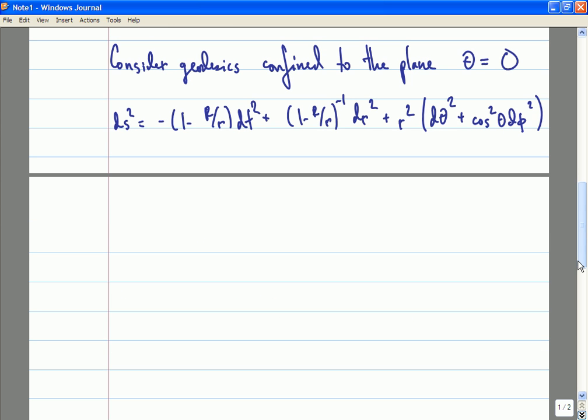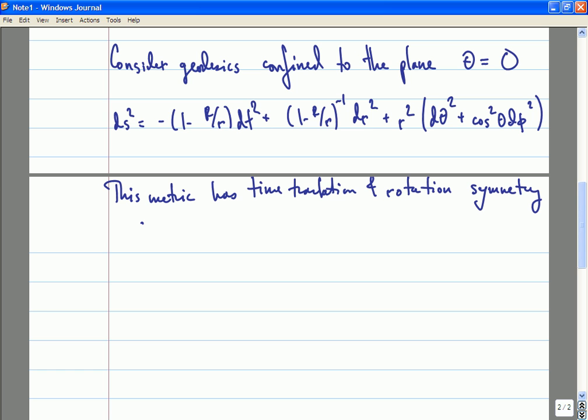Now, when theta is set equal to 0, there are still two obvious Killing vectors, meaning two obvious symmetries associated with this metric. So this metric still has a time translation and a rotation symmetry, which are generated by the Killing vectors d by dt and d by d phi.